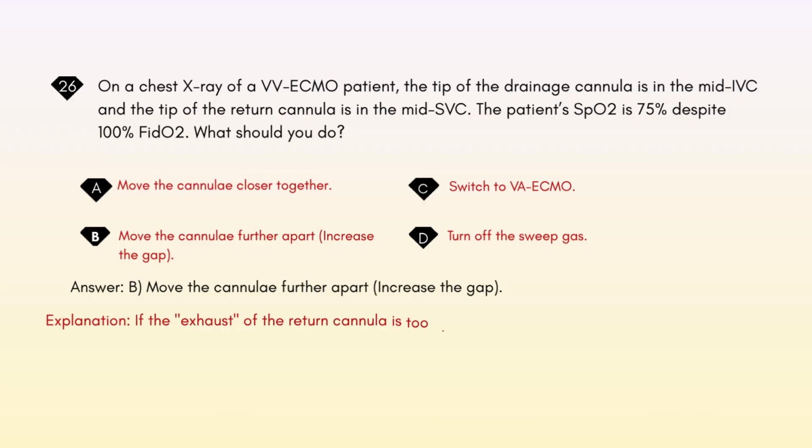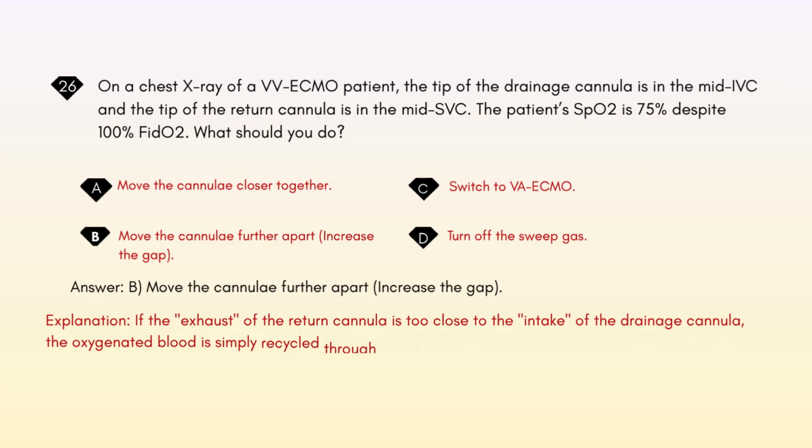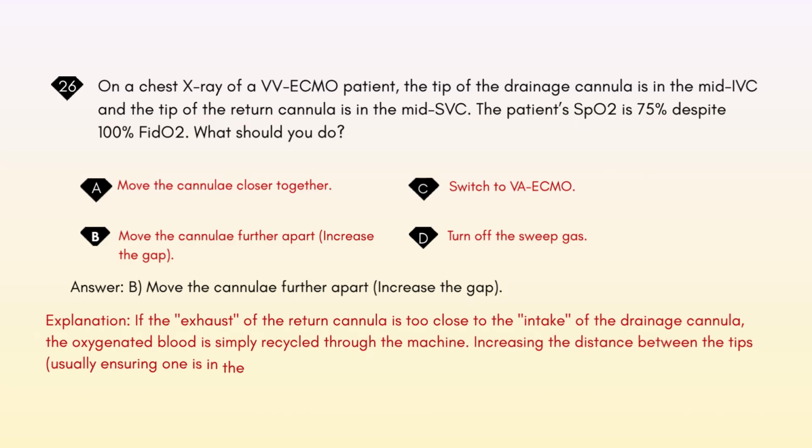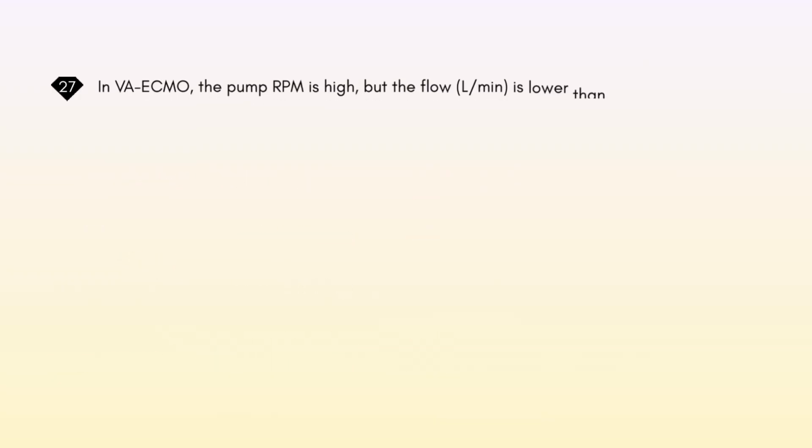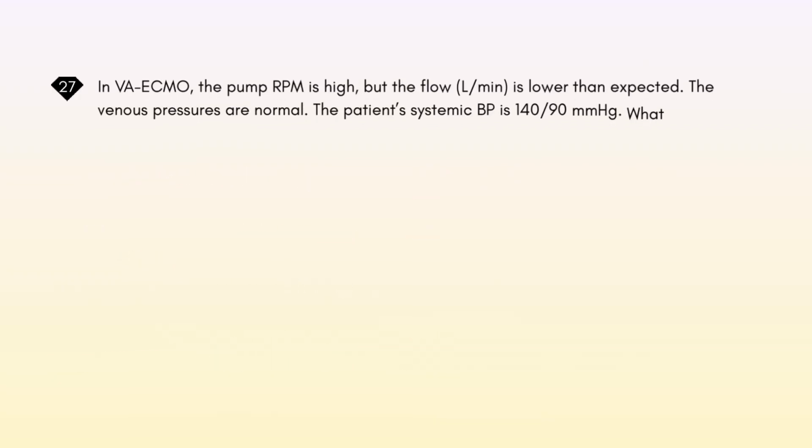Explanation: if the exhaust of the return cannula is too close to the intake of the drainage cannula, the oxygenated blood is simply recycled through the machine. Increasing the distance between the tips, usually ensuring one is in the IVC and the other in the SVC/RA, reduces recirculation. In VA-ECMO, the pump RPM is high, but the flow, L/min, is lower than expected.